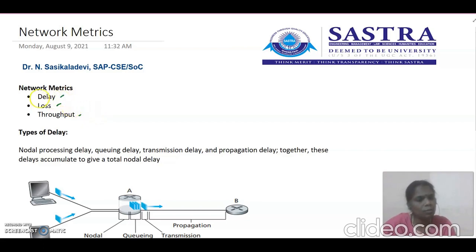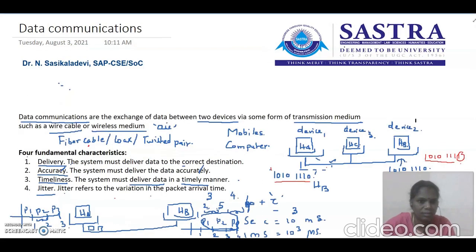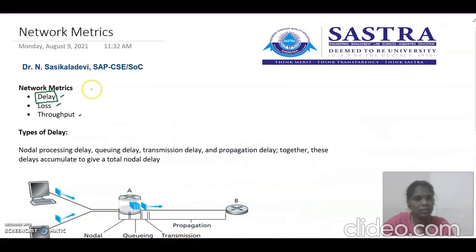So the most important metric here is delay. In the first class itself, I said that timeliness is important. That means the data should reach the destination in a timely manner. So that is an important metric for a network.